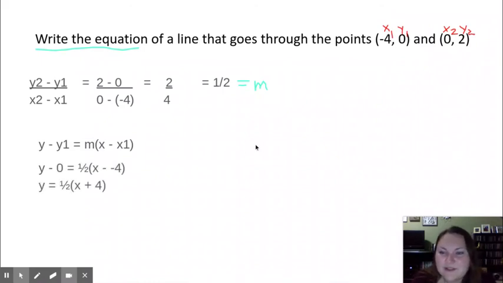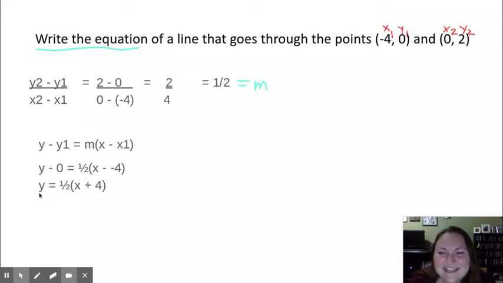When we substitute, it'll look like that. So I substituted y1 as 0, because y1 is 0. I substituted x1 as -4, since x1 is -4. Same as up here. Notice I've got two of those minus signs. One's coming from the formula. The other one's coming from your x coordinate. And then I substituted my slope, which is 1/2.